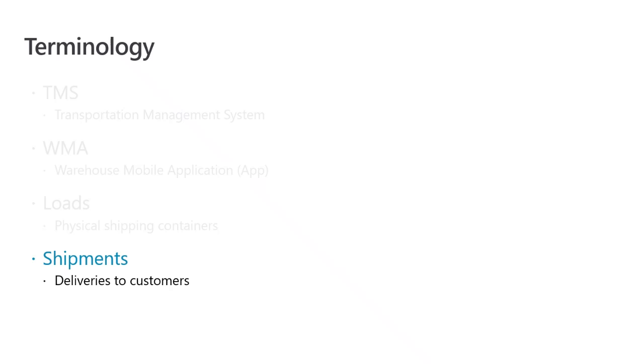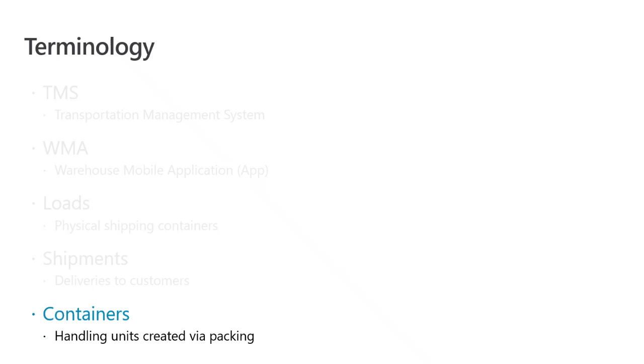The next term is shipments. So shipments are our individual deliveries to our customers. It could also be a delivery of a transfer to another warehouse or site within your distribution network. The relationship from the shipments to the loads is that you may have many individual shipments on one particular load. So think about filling up that truck, that physical container, with many different individual shipments.